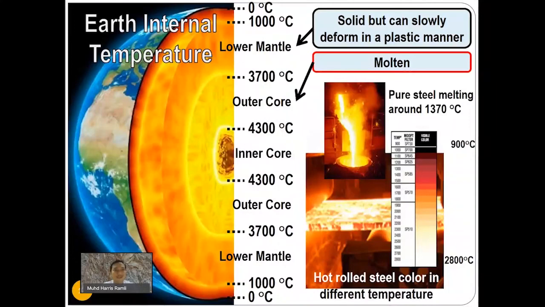Okay, so moving on to Earth's internal temperature. As you already know, this is the Earth. This is the crust. As you go deeper, the temperature is actually increasing and increasing and increasing. In here you can see the solid part slowly deforms in a plastic manner, then this is molten. Basically, even for steel we can only burn up to 2800 degrees, and it's really hot. Then you can see that in the middle is about 4300 degrees, so it is very hot.